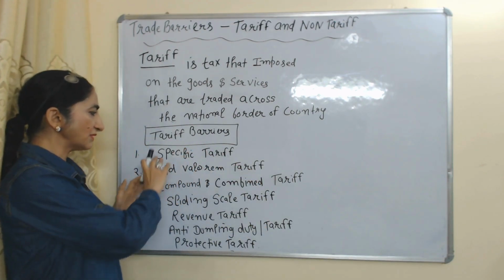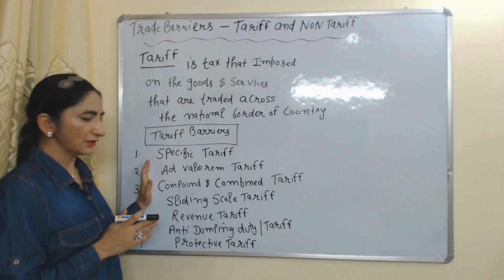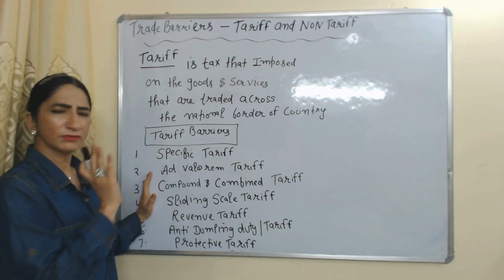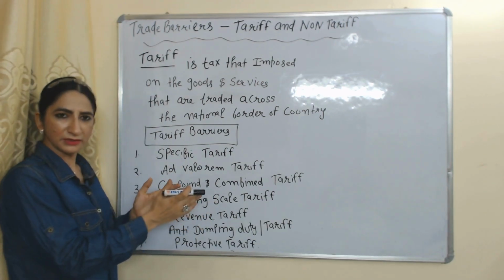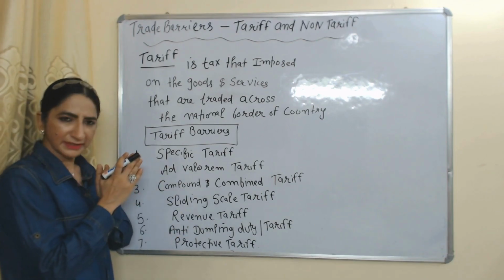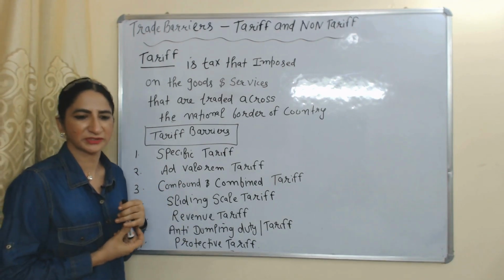And tariff barriers are mainly divided into seven parts: specific tariff, ad valorem tariff, compound, or we can say combined tariff, sliding scale tariff, revenue tariff, anti-dumping tariff, and protective tariff. One by one we will discuss each.